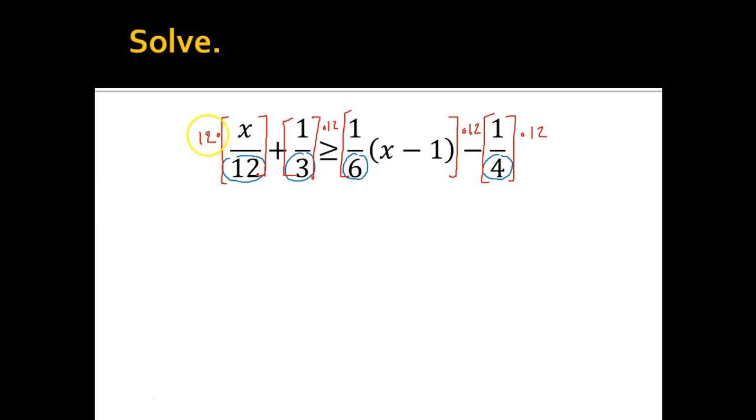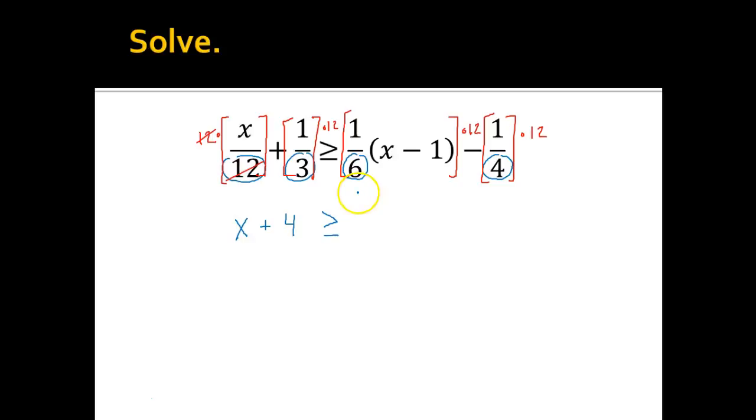Okay, so now when I multiply things by 12, all the denominators get canceled out. That first denominator just gets canceled out outright, and so that becomes just x. So that first one was easy, x. The 1/3 times 12: 12 times 1 is 12, divided by 3 is 4. Probably the easiest way to think about that. Okay, we've got our greater than or equal to symbol.